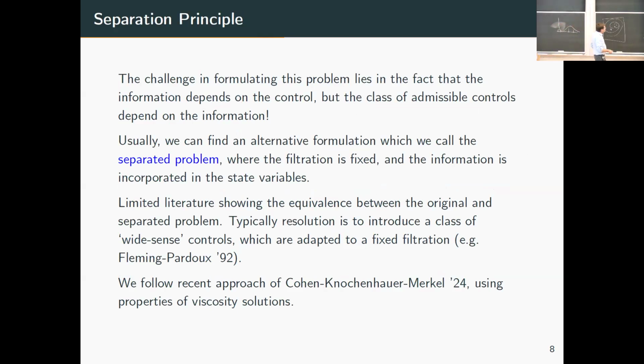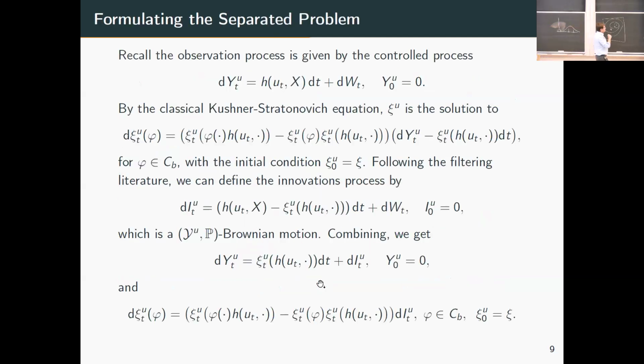So there is a literature, and essentially in the stochastic control under partial information literature, you tend to use some notion of wide sense controls, which are adapted to a fixed filtration, and then try and show that the class of wide sense controls and the class of actual controls somehow don't change the problem, and then you can turn the handle and get the fact that these two problems are the same. But we're going to take a slightly different approach, which is inspired by this Cohen paper. Okay, so first of all, what is the right separated problem here?